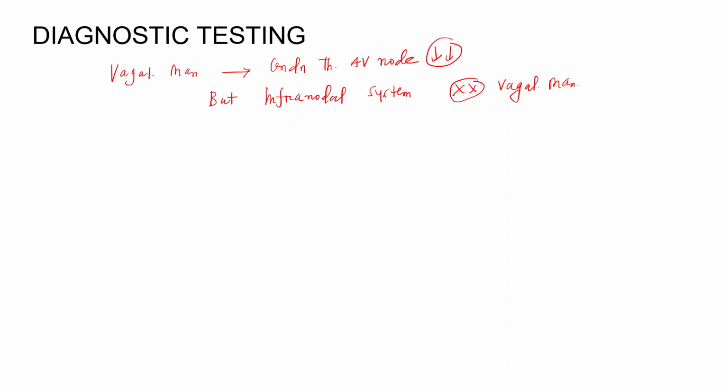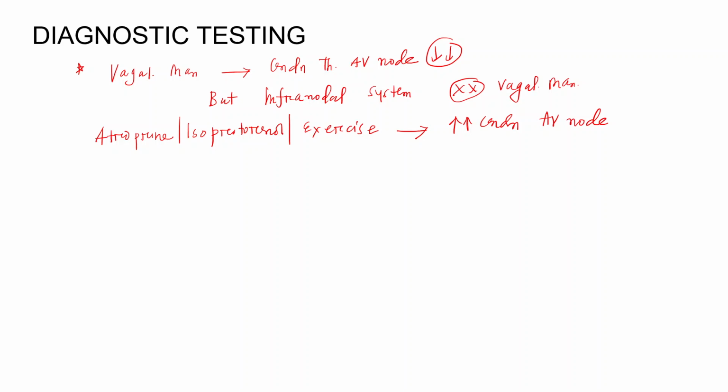Okay. So this point is very important. If you give atropine, which is an anticholinergic drug, with the opposite effect of that of vagus, or you give an adrenergic drug, that is isoproterenol, or you increase the sympathetic activity physiologically, that is through exercise, all these things can increase the conduction through the AV node. But again, it will have less effect on the infranodal conduction system. Okay. So vagal maneuvers reduce the conduction through the AV node, and the opposite, either anticholinergics or adrenergics, or physiologically increasing the sympathetic stimulation, can increase the conduction through the AV node.